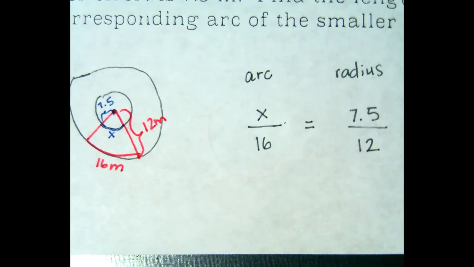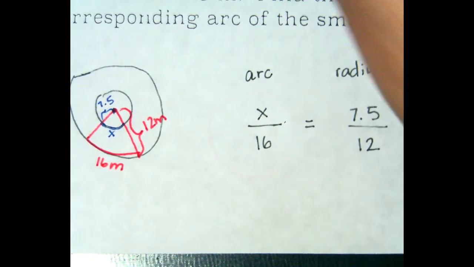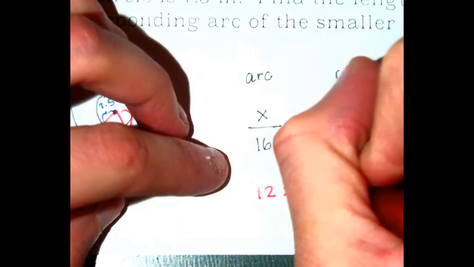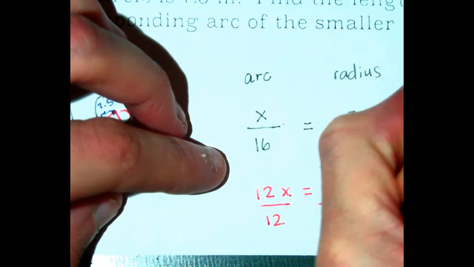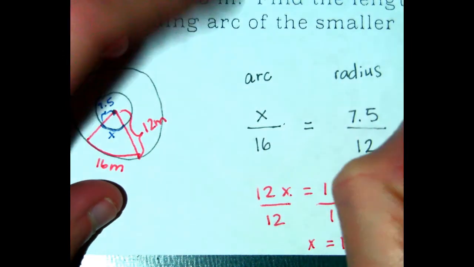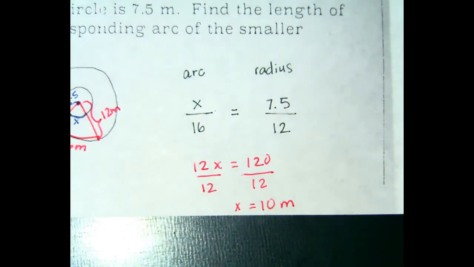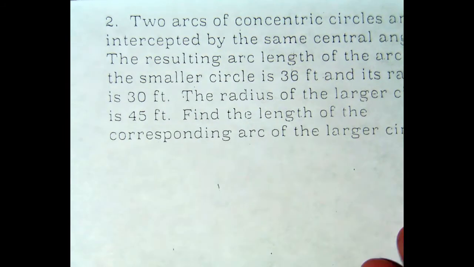Solve that proportion. Alright, so when you cross multiplied, you should have got 12x equals what? And then you divided by 12, x equals 10 meters. Great. You just got lucky that time. Alright, I'm going to draw the picture.